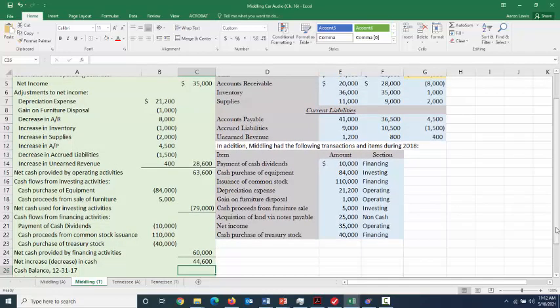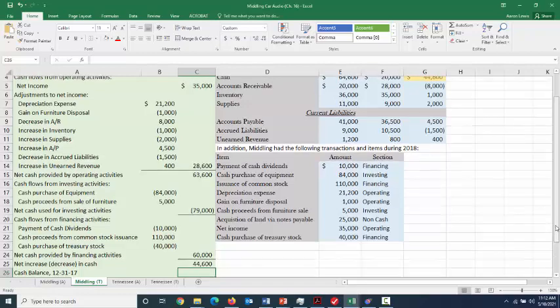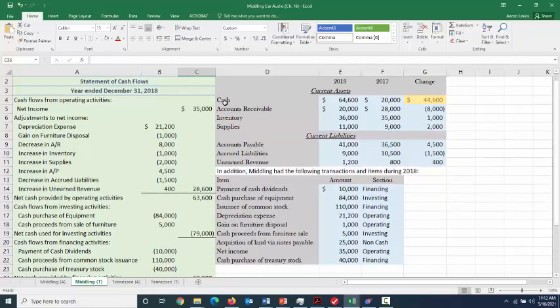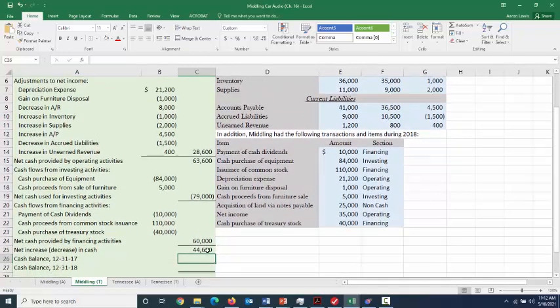Are we correct? Well, we had our number to start with. So if you go back and compare the numbers for cash that you reported on the last 2 financial statements, we went from $20,000 up to $64,600. That is an increase of $44,600. So we have our number correct, and we know we can breathe a huge sigh of relief now because our statement of cash flows is set up properly and it's almost done. We've got to do a couple more things.